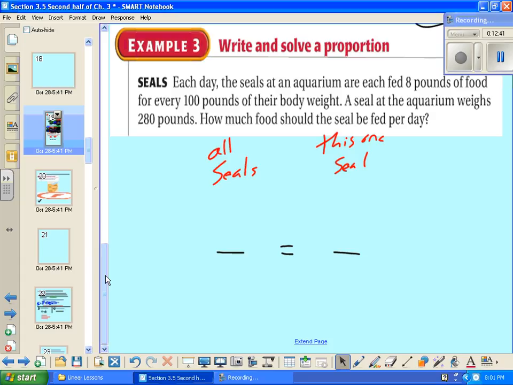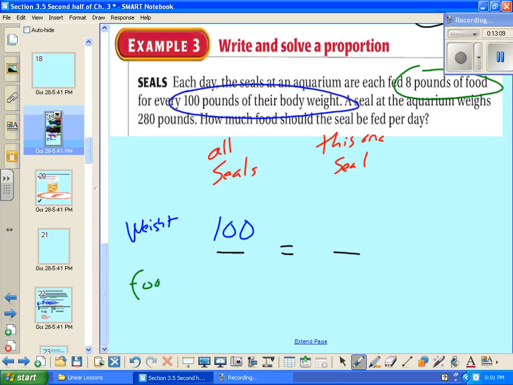For what they're all fed, again, I see 2 pieces of information. I see 8 pounds of food. They're fed that for each 100 pounds of their body weight. And again, just to prove to you that it doesn't matter which one I put on top, I'm going to put the blue one on top this time. Usually I've put the green on top, blue on the bottom, but I'll show you it does not actually matter. So again, we'll put their weight. In this case, I'll put that on top, 100 pounds. On the bottom, I'll put they need 8 pounds of food.